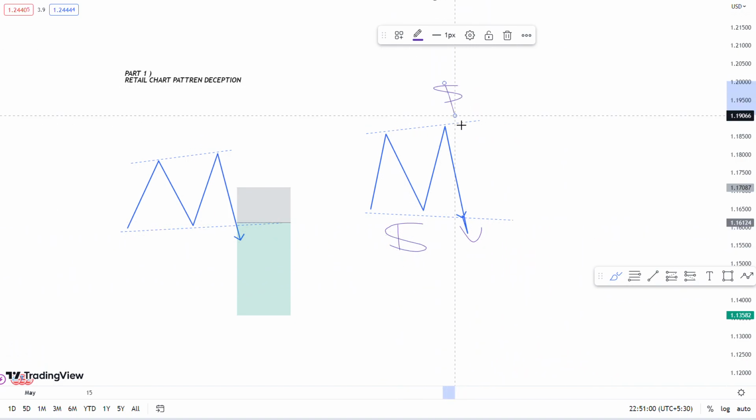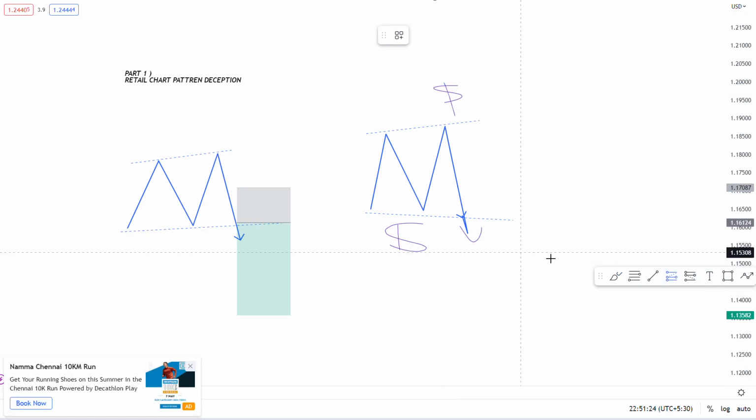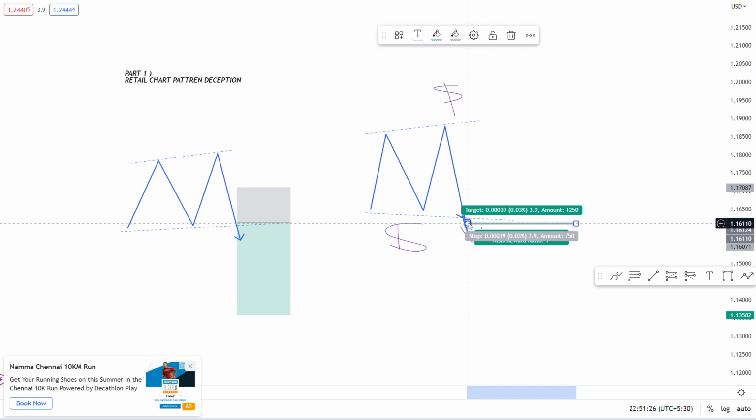We will view the retail chart patterns as the liquidity, because many crores of traders will sell here and they will buy here. So that is their liquidity. What do the banks and investment firms want? They want liquidity to square off their positions, right? That's why they will take your money and go in the real direction. This is why you will experience these types of stop hunts. But these are not stop hunts. This is how the market moves.